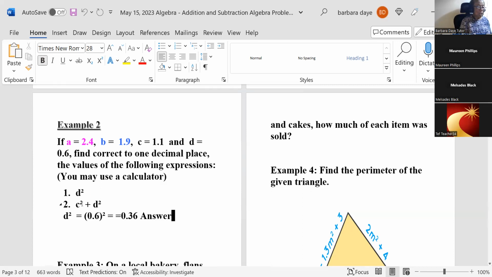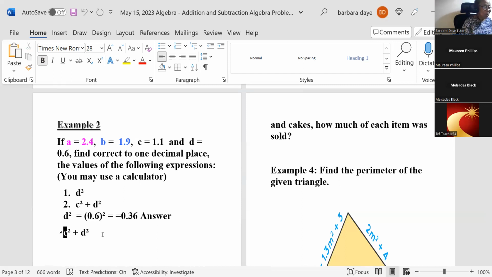Now do number 2, C to the second power plus D to the second power. Substitute in for C, substitute in for D. C is 1.1, D is 0.6. Tell me your answer. 1.1 plus 0.6. That is 1.7. Where did the 7 come from?